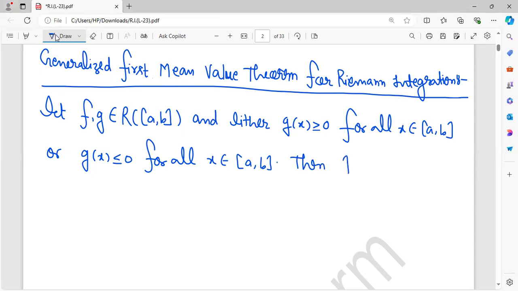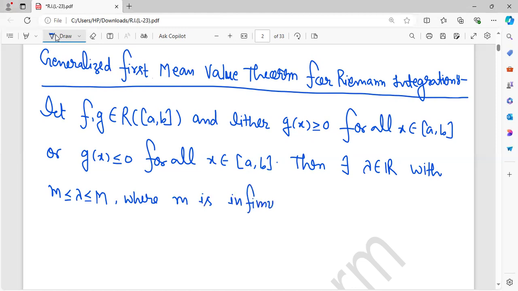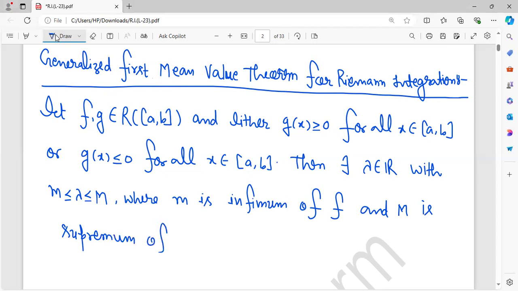Then there exists lambda belonging to R, with lambda lying between the bounds of the function f, where m is the infimum of f and capital M is the supremum of f on the closed interval. Okay.